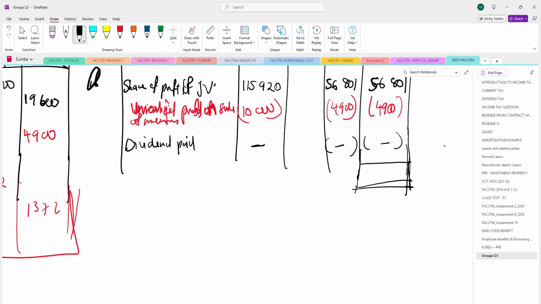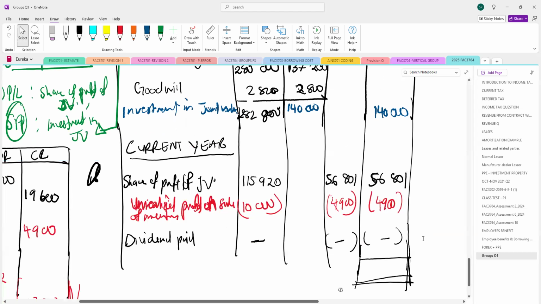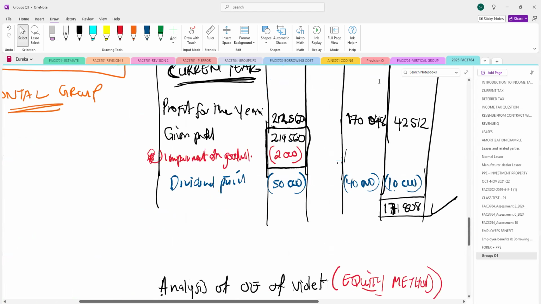So 140,000 plus 56,801. You can see we are limiting this to 49%. Then minus 4,900. This is going to give me 191,901. So that is my figure that I'm going to take. Let me just use this as a reference. That's the figure that I will take in my statement of financial position.